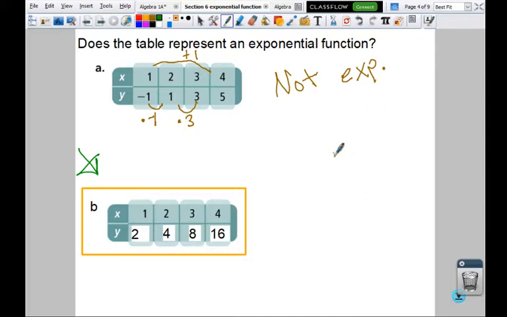Alright, let's go over this first one. Who did I start with? Tyler. We'll start with Caleb. Caleb, what are my x's changing by on top here? 1. Are they all changing by 1? Yes.